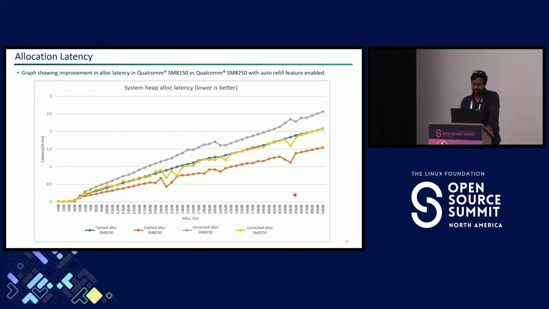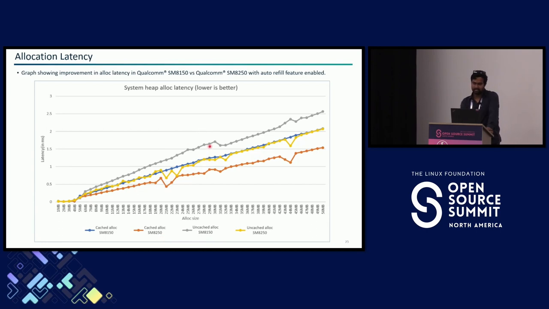And here's one graph where we compared the SM8150, which doesn't have the feature, and the SM8250, which has this feature. These are corrected for CPU horsepower. The SM8250 has better CPU horsepower than SM8150, but we want to measure the gain you get with this feature enabled. In the graph, the blue one is the cached alloc for SM8150, and the orange one is the same cached one for SM8250, which has the feature enabled.